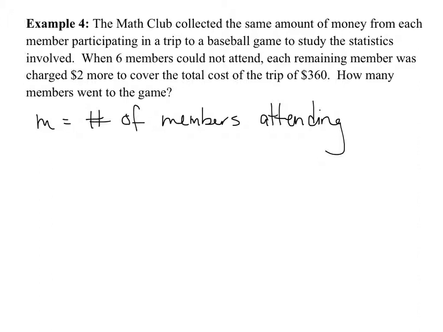Okay, the number of members attending. All right, now how would I write some sort of an equation or make a statement that relates this? How would I utilize that statement and write a mathematical expression that represents it? When six members could not attend, each remaining member was charged $2 more to cover the total cost of the trip. So if it normally costs you $20 to go, suddenly six people can't go and it costs you $22. So write an equation relating two or three or four expressions that could show this.